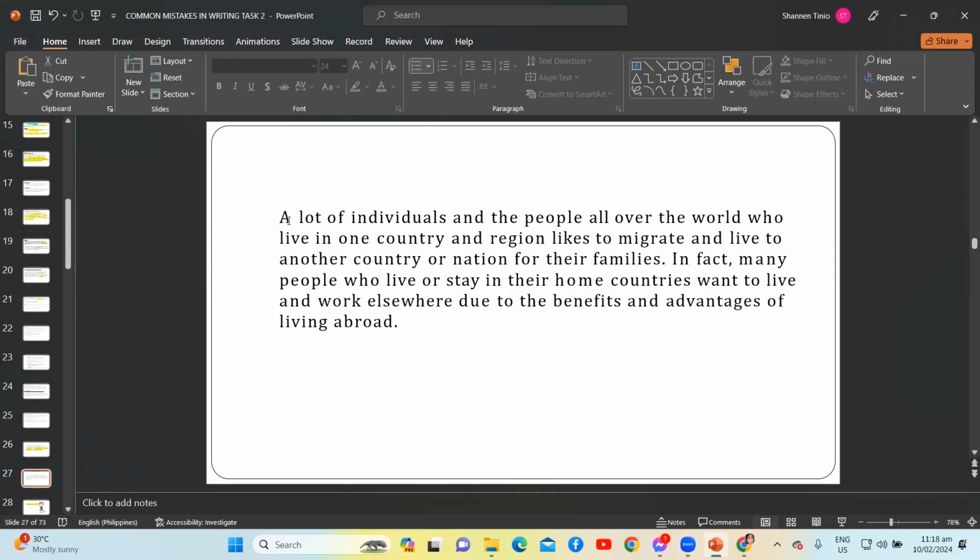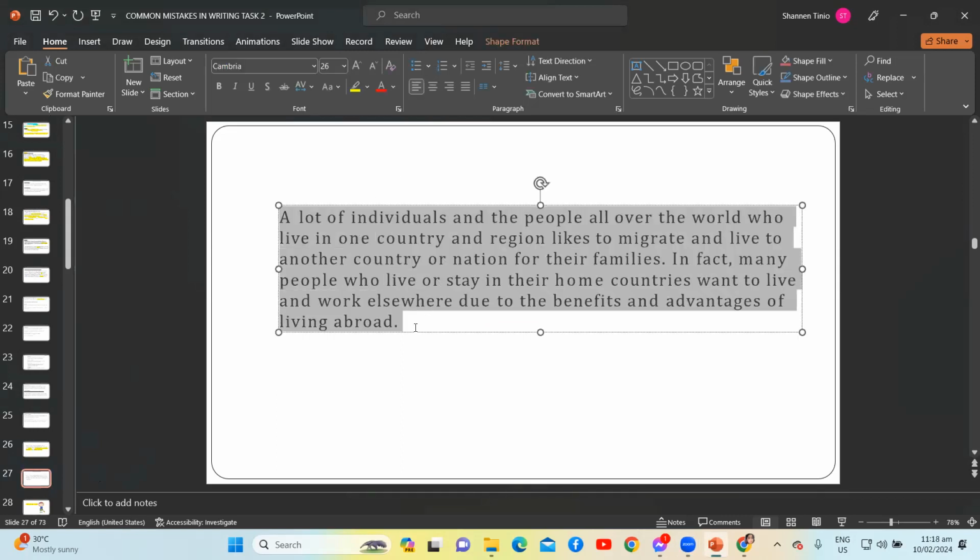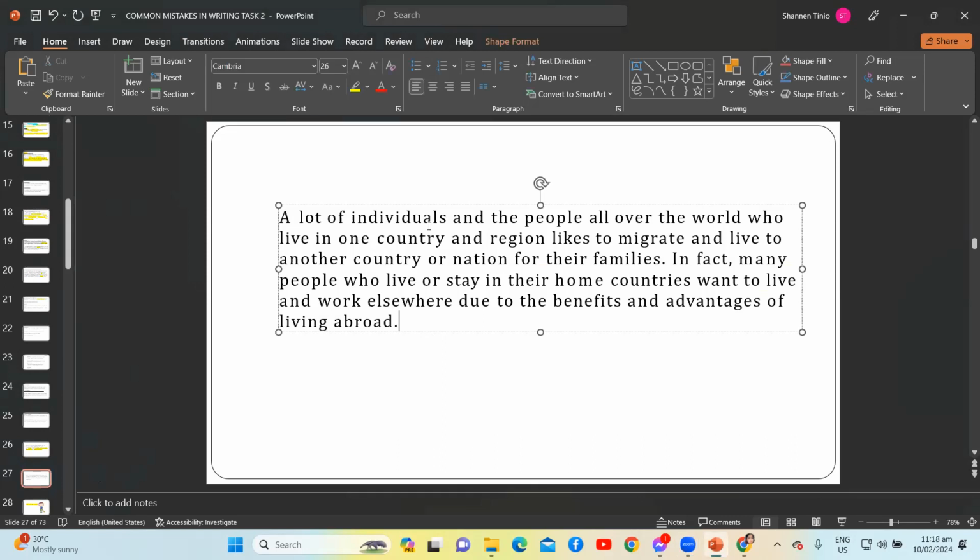Pero ito yung sample sentence para hindi na tayo mahirapan lahat-lahat. A lot of individuals and the people all over the world who live in one country and region likes to migrate and live to another country or nation for their families. In fact, many people who live or stay in their home countries want to live and work elsewhere due to the benefits and advantages of living abroad. Napakagandang sagot, pang Miss Universe, oh.